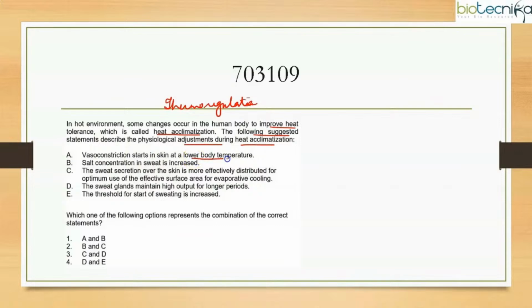A, vasoconstriction starts in skin at a lower body temperature. B, salt concentration in sweat is increased. C, the sweat secretion over the skin is more effectively distributed for optimum use of the effective surface area for evaporative cooling. D, the sweat glands maintain high output for longer periods. E, the threshold for start of sweating is increased. So we have to find which option represents the combination of the correct statements. Yes, you all can try and tell me.